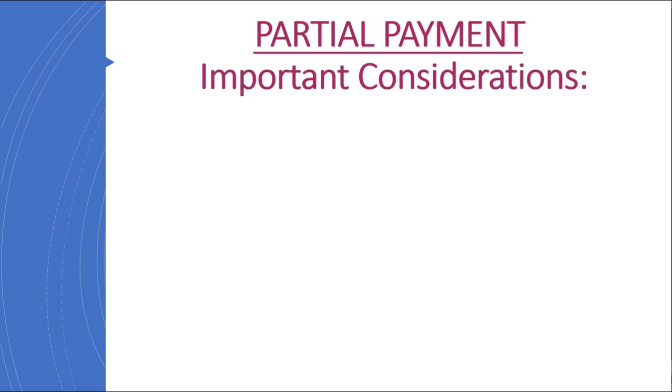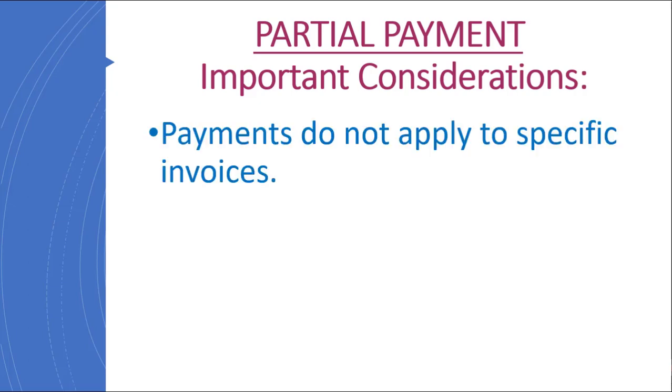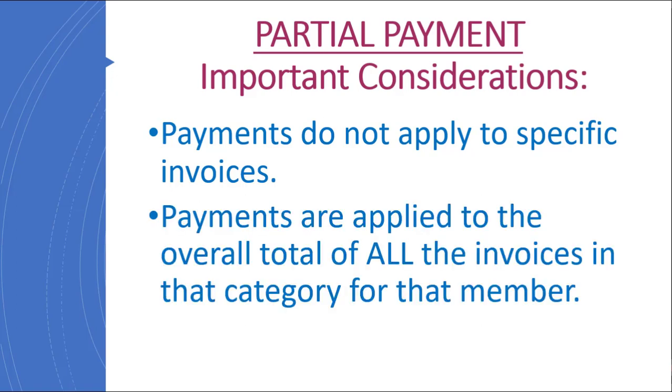But there are some important considerations in these partial payment categories. First of all, payments do not apply to specific invoices. Payments are applied to the overall total of all the invoices in that category for that member. For example, if you have $100 worth of CR, class registration invoices for a particular family, and they make a payment of $20, it reduces their balance to $80, but that $20 payment does not apply to any specific invoice or any specific class.